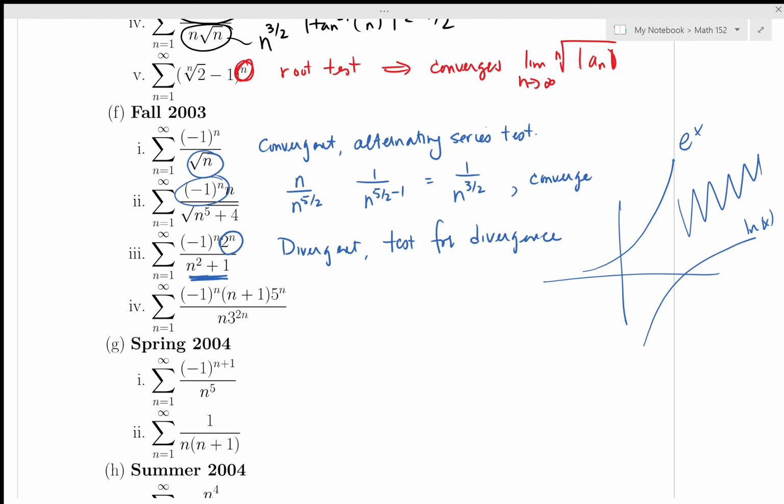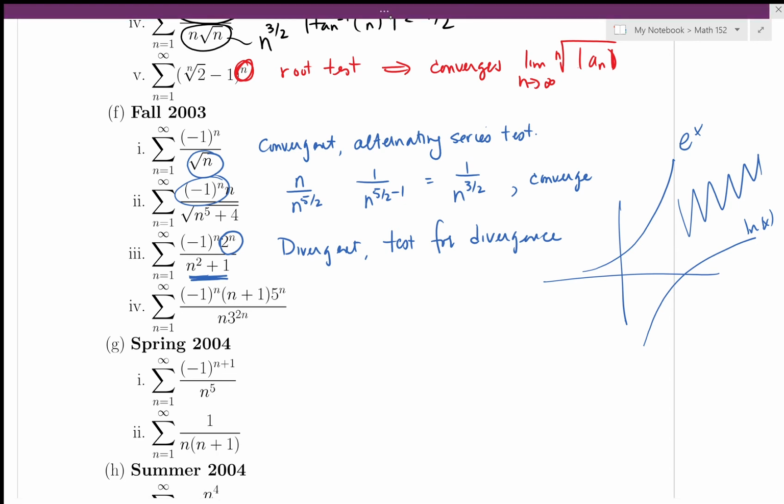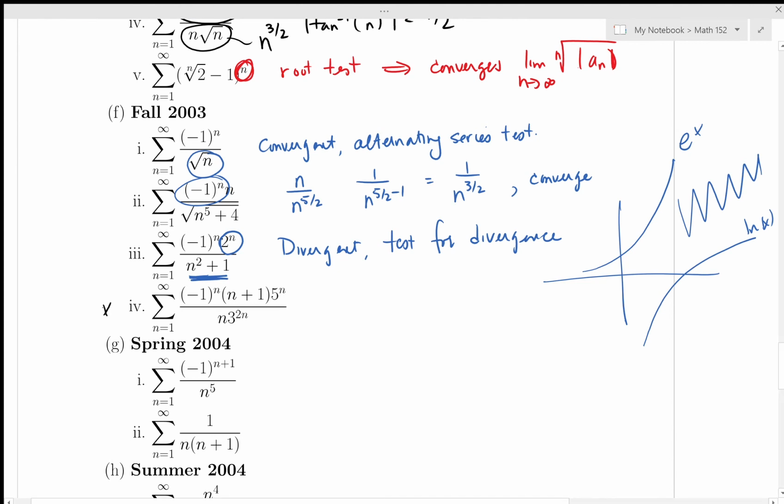Okay, where are we at here? Fall 2003. We are here. Let's take a look at this one here. What have we got? Well, we've got basically n times, and this and this effectively cancel one another out, and then we've got 5 to the n over 9 to the n. It's alternating, and so we could use the alternating series test. I'm also seeing it like that. You could also use a ratio test on this. Anyways, it is absolutely convergent.